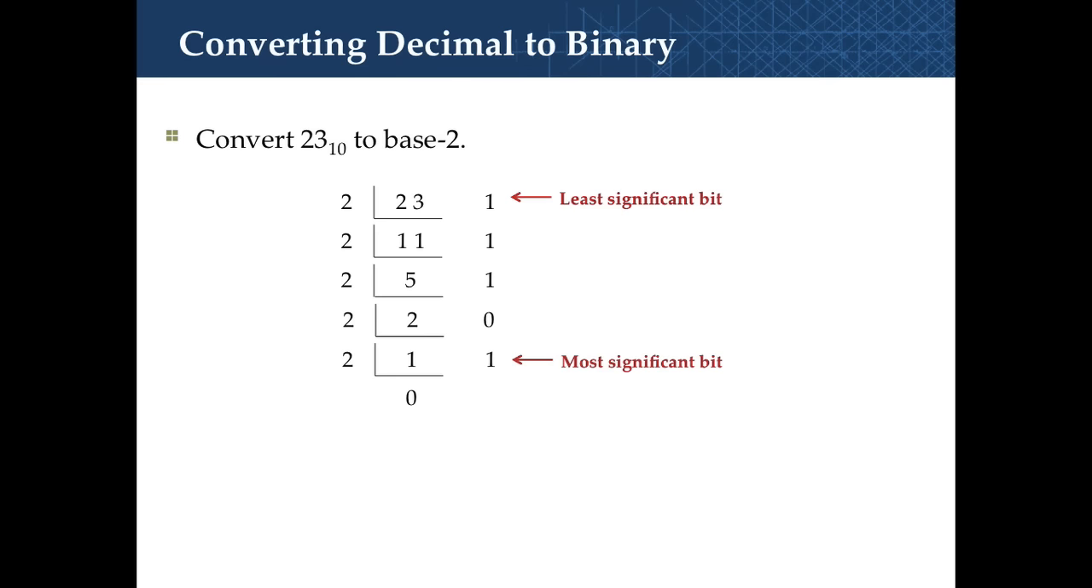So what that says is that our number reading left to right here is 10111. So that's a 1 plus a 2 is a 3, plus a 4 is a 7, plus an 8, no 8s, plus a 16. 7 and 16 is 23. So it works.